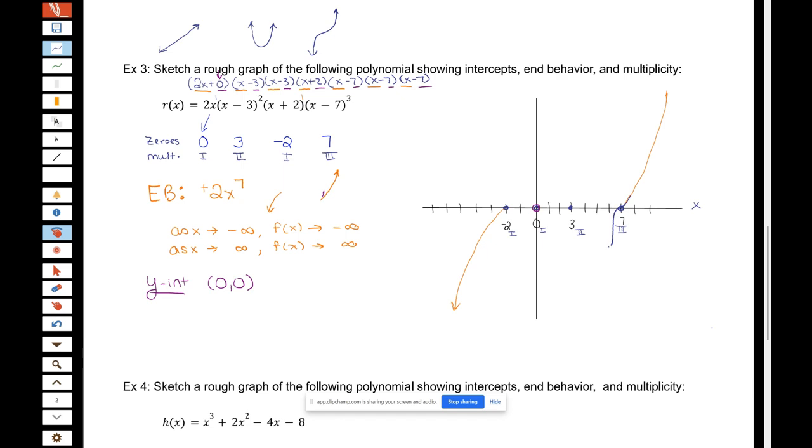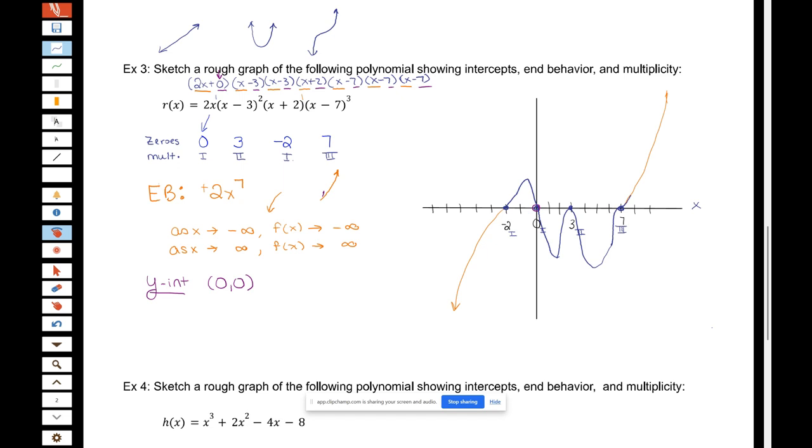At 3, the multiplicity is 2, which means it's going to bounce off and go back down. We don't know how far it goes down. That's why we don't put tick marks on the y-axis. The multiplicity at 0 is a slash. We don't know how high it goes up. And then at negative 2, it's a slash because it has a multiplicity of 1.